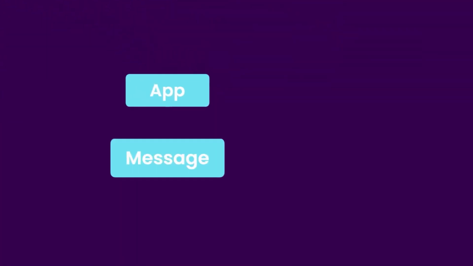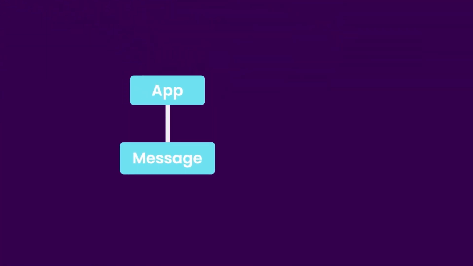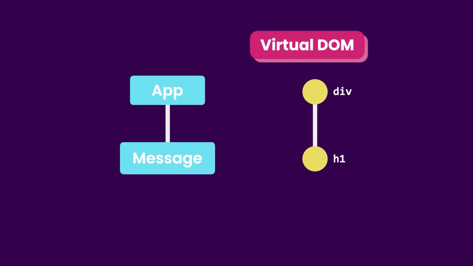So currently we have a component tree with the app being the root or top-level component, and the message being a child. When our application starts, React takes this component tree and builds a JavaScript data structure called the virtual DOM. This virtual DOM is different from the actual DOM in the browser. It's a lightweight, in-memory representation of our component tree, where each node represents a component and its properties.